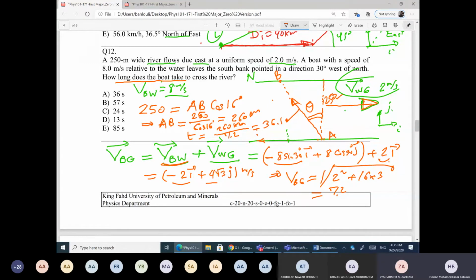Why don't we just calculate it on the j-axis? Because the x doesn't make any difference. Okay, do whatever you want. Get the numbers right.